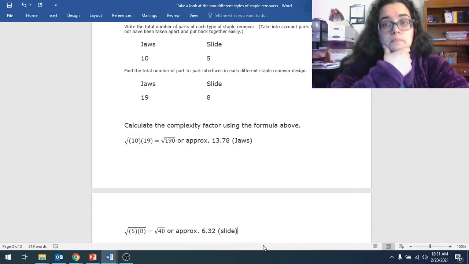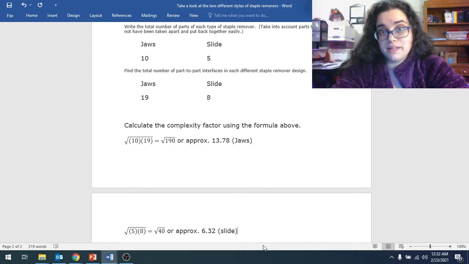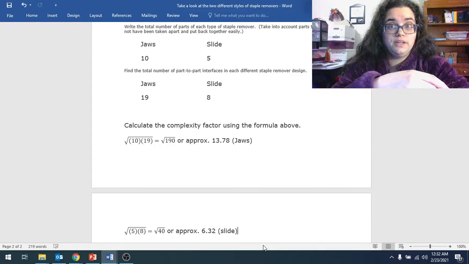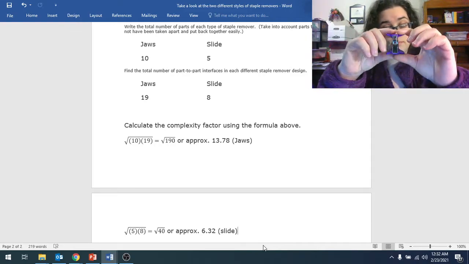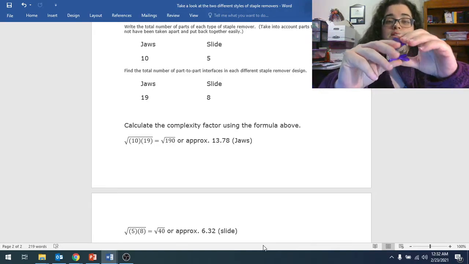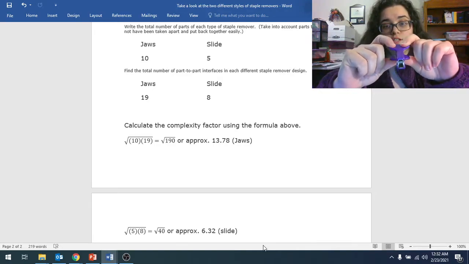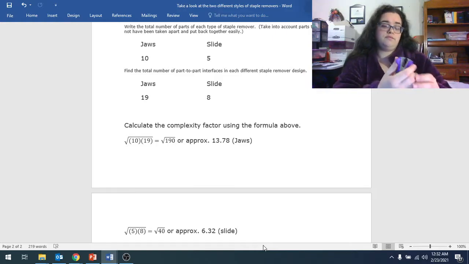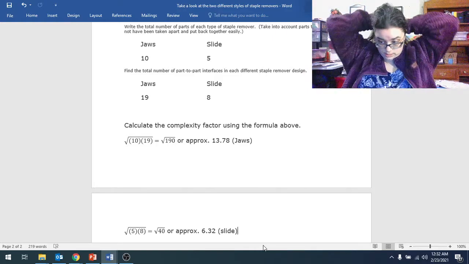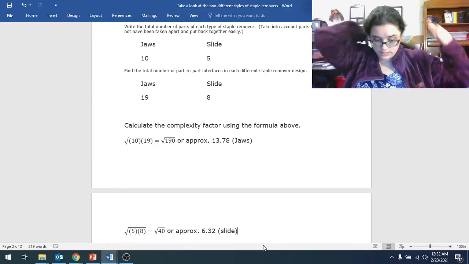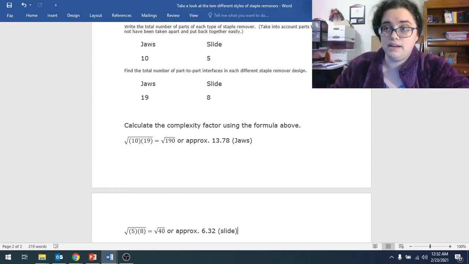Alright, so which one's more complicated? It's hopefully kind of obvious just from looking at the number of parts and interfaces that this guy that's more common, I think, more people have this type, is the more complicated of the two styles of staple removers. So that's really the little activity that I had planned for today.